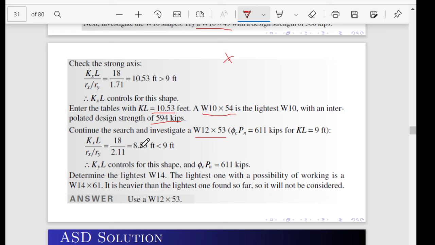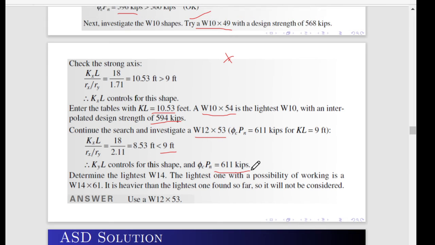Meaning, since the strong direction or strong axis is smaller, the 9 feet, which is in the weakest direction, the weak direction, will control. The KYL controls for this shape, since 9 feet is what you assumed for the 611. So, the design strength is 611 kilopounds for this W12 by 53.